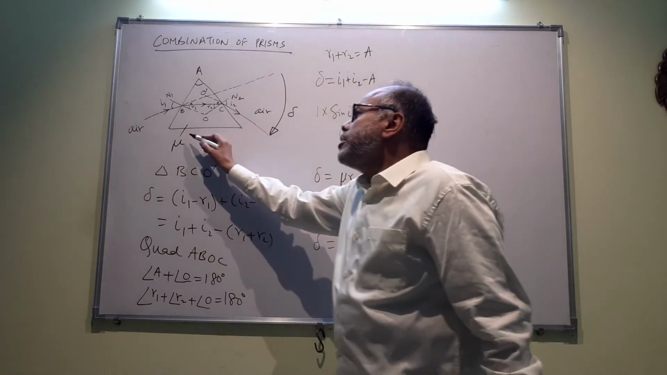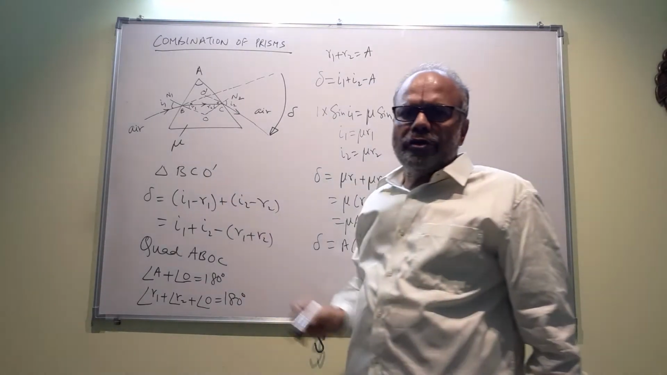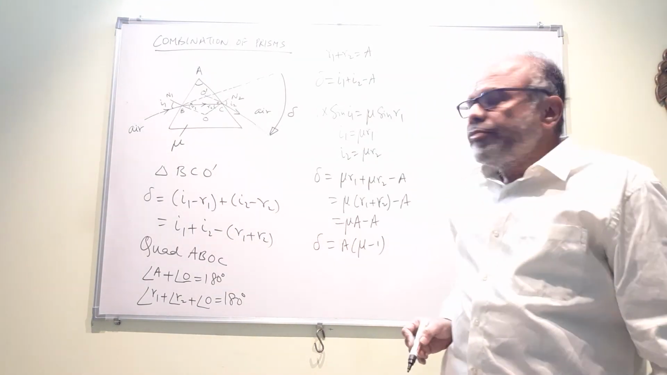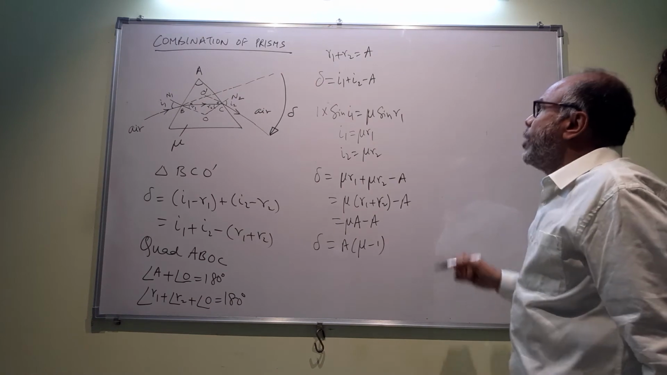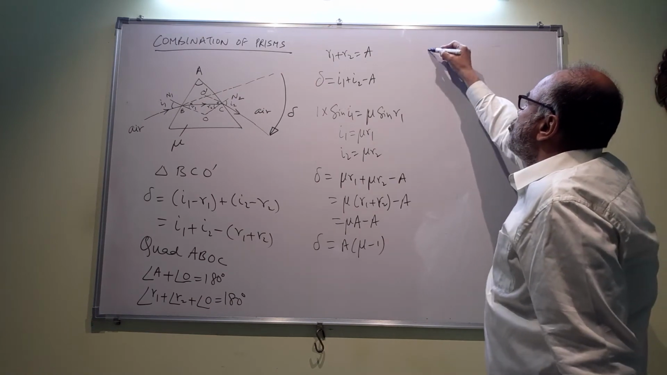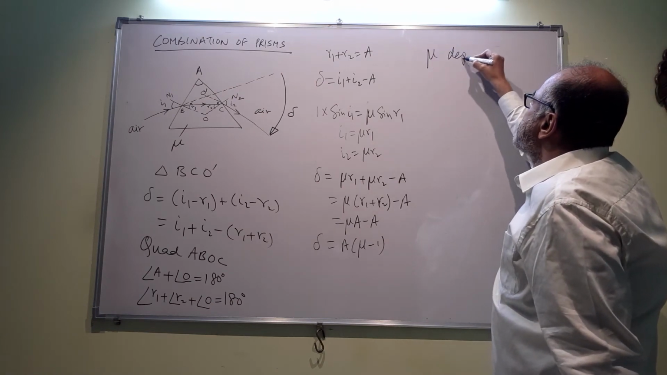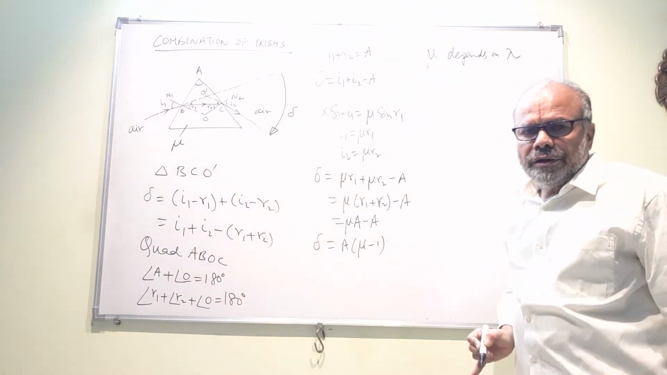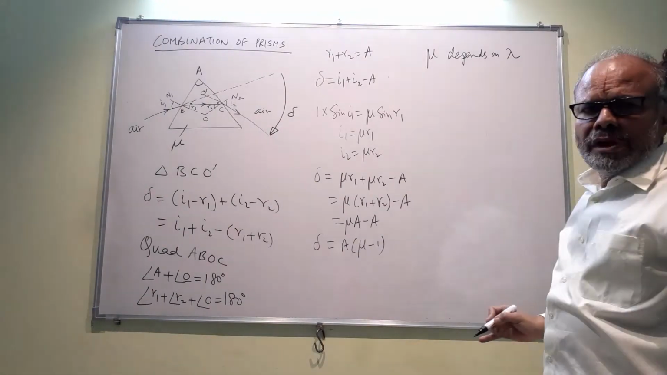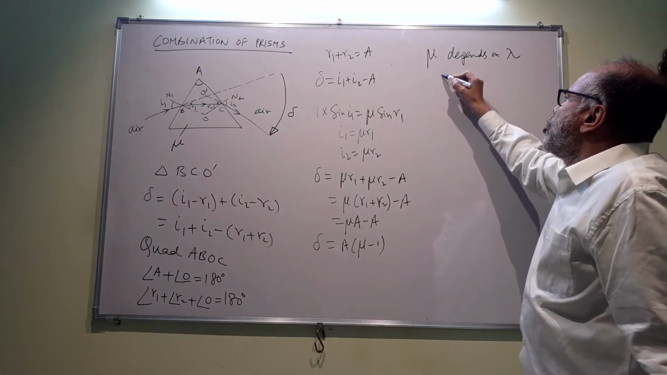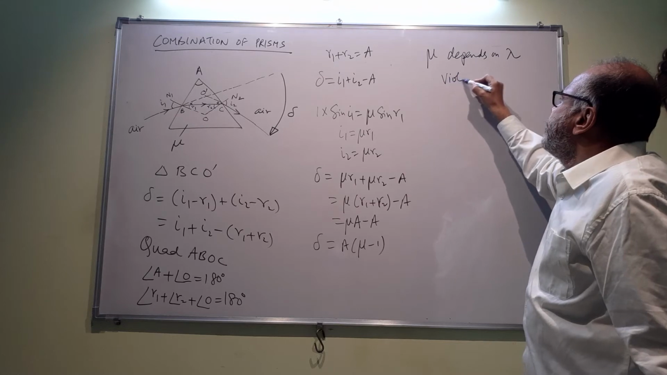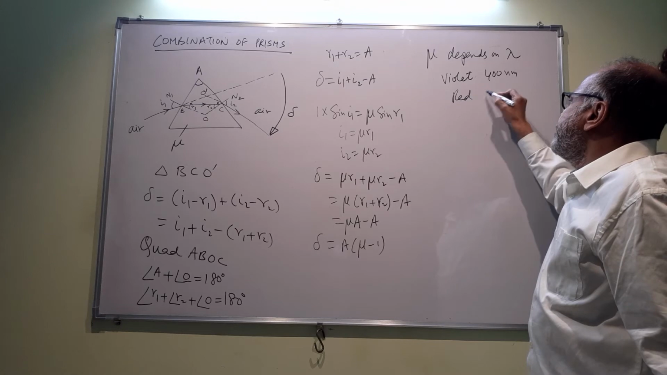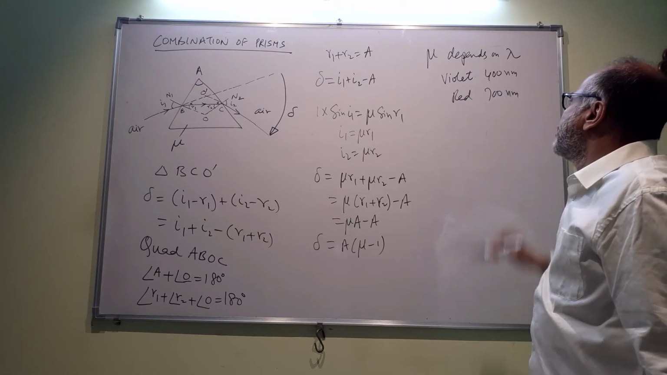Now, mu does not depend only on the material of the prism. It also depends on the color of the light which we are using. Well, it is seen that mu depends on the wavelength lambda of the light in vacuum. So now we know lambda for violet is 400 nanometers approximately, and for red it is 700 nanometers.